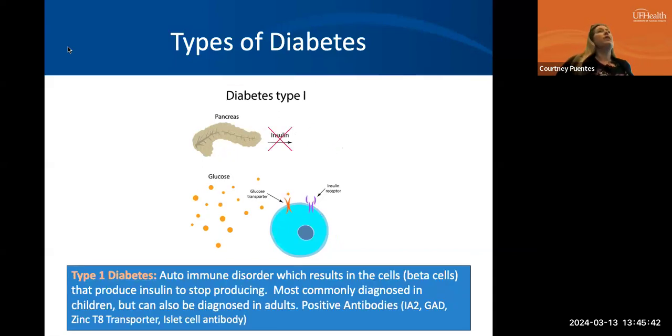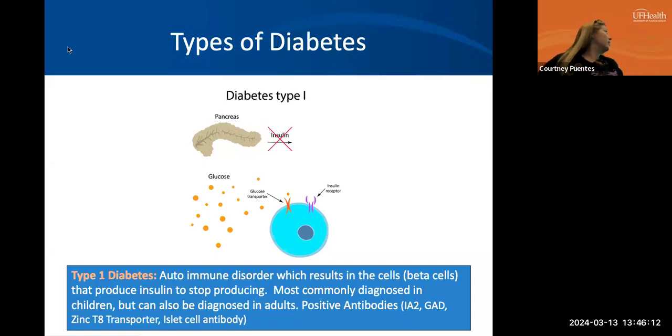Type 1 diabetes is an autoimmune disorder. In people with type 1, the beta cells start breaking down or become dysfunctional to where they stop working. Those beta cells are the cells that produce insulin, so people with type 1 will stop making insulin, okay? So it's a production issue, and that's why they will need insulin lifelong.